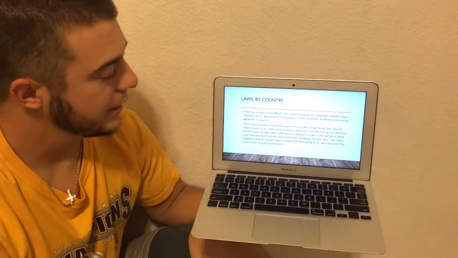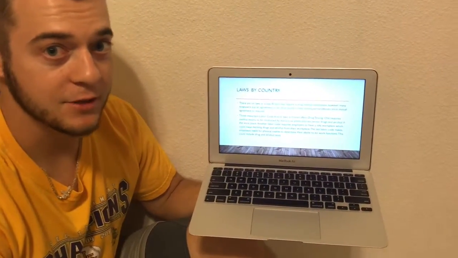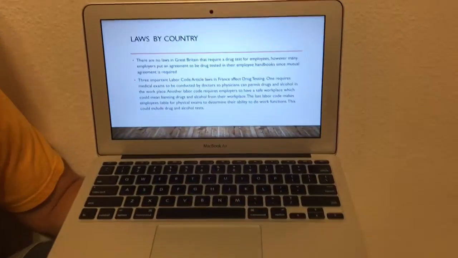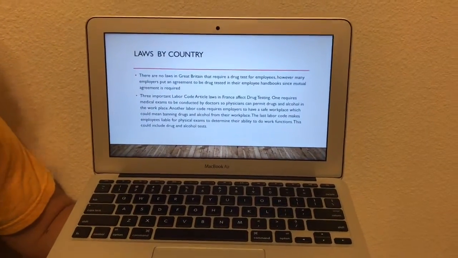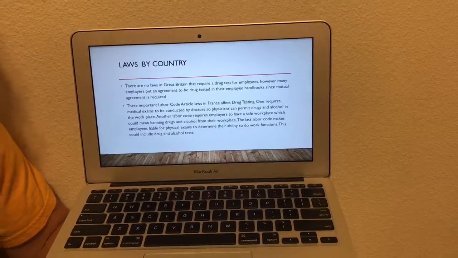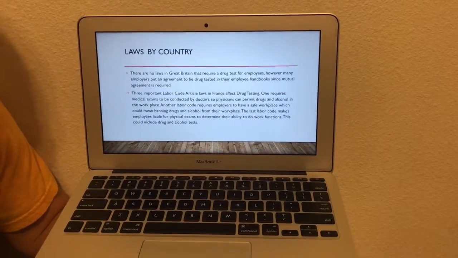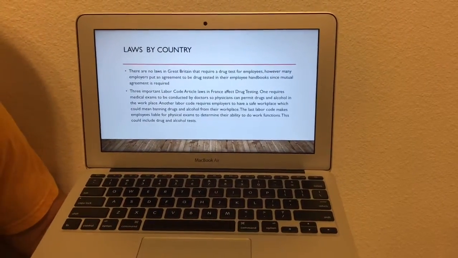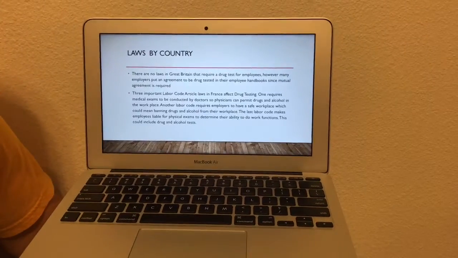The different laws in different countries that pertain to drug testing vary. Many different countries, they don't have laws that directly affect drug testing that say you need to drug test. They have different policies in place.